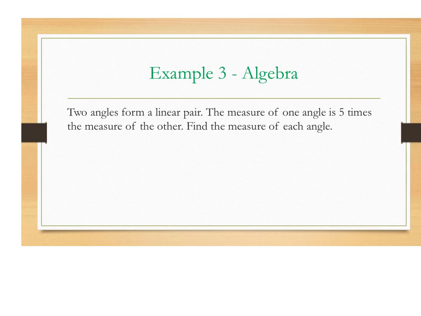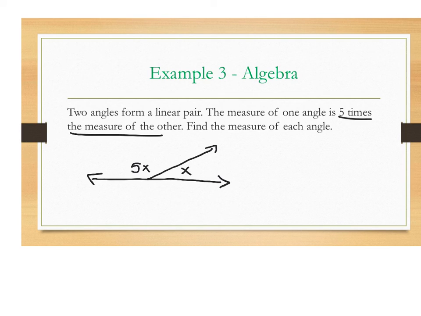So it says 2 angles form a linear pair. So let me just draw a linear pair here. And it says the measure of one angle is 5 times the measure of the other. Find each angle. So if I let this one be X, and then this one will be 5 times that other angle, which is 5X. Remember a linear pair, these are supplements.